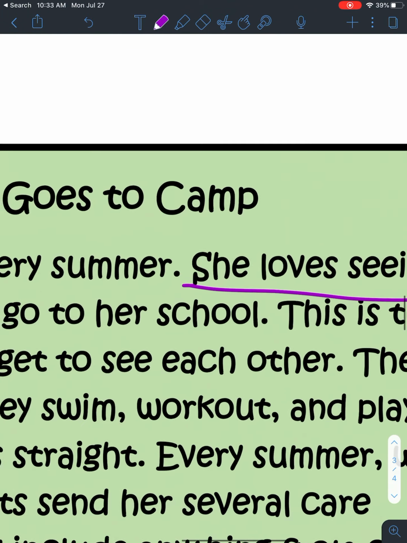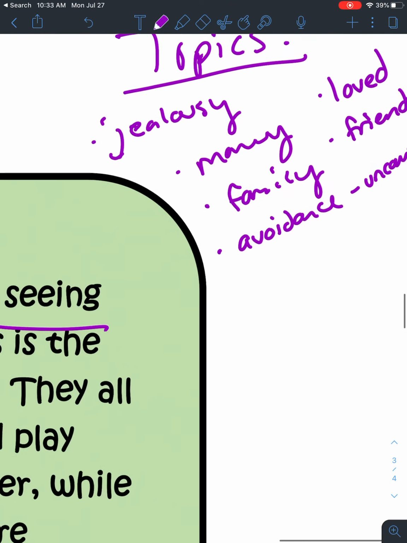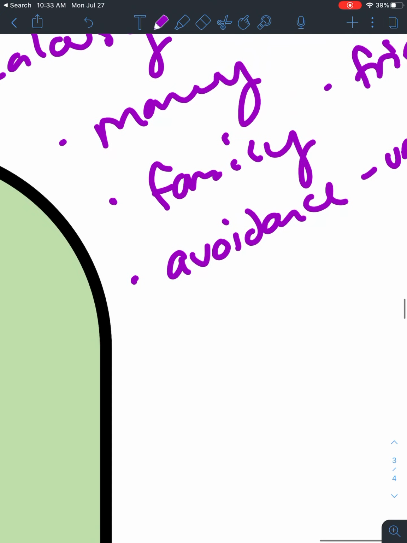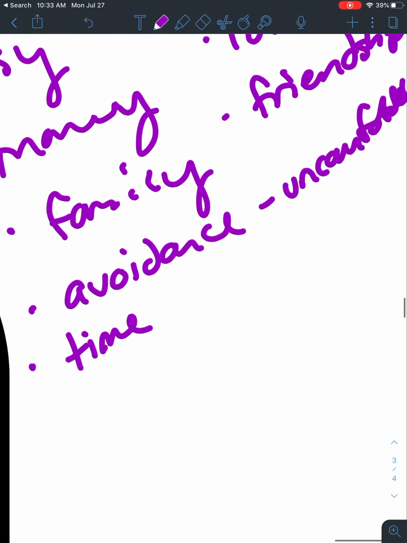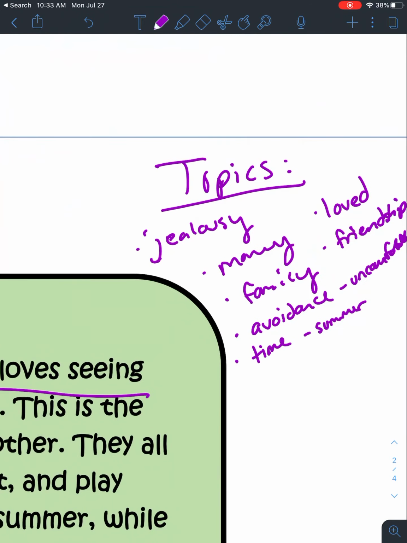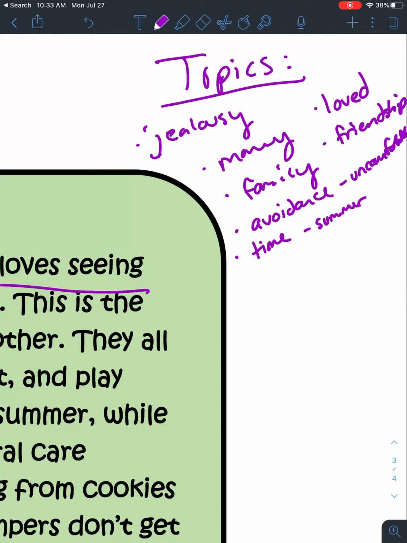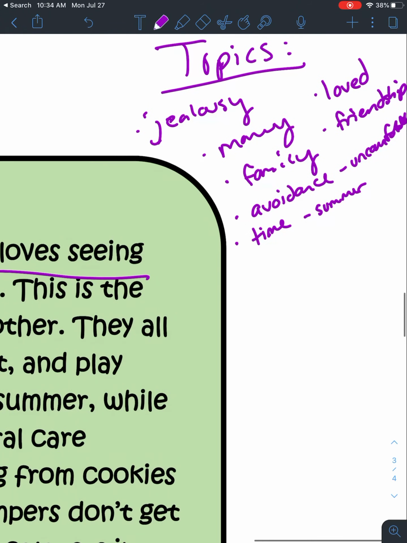And then what did I underline up here? Oh, she loves seeing friends. So maybe we want to talk about the idea of time, because she only gets to see them during the summer. It's not all year long. So that idea of time and how could that impact relationships? So these are all the topics, all the different kinds of ideas that come up during this little story.